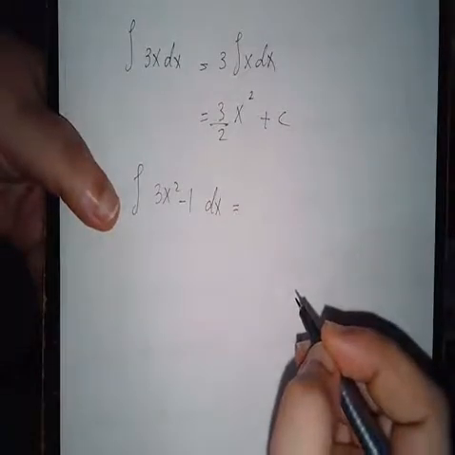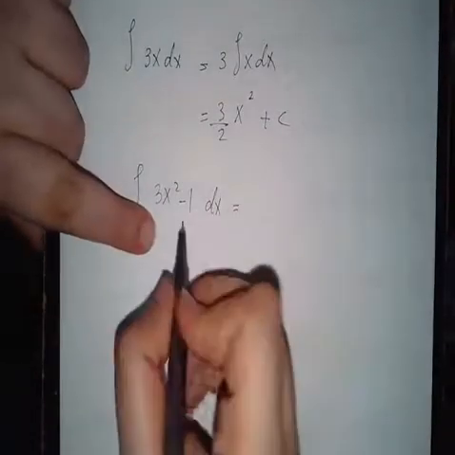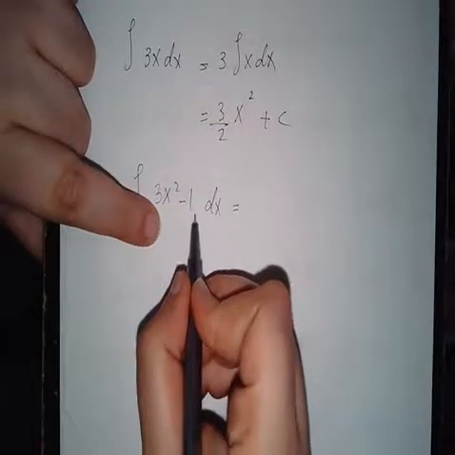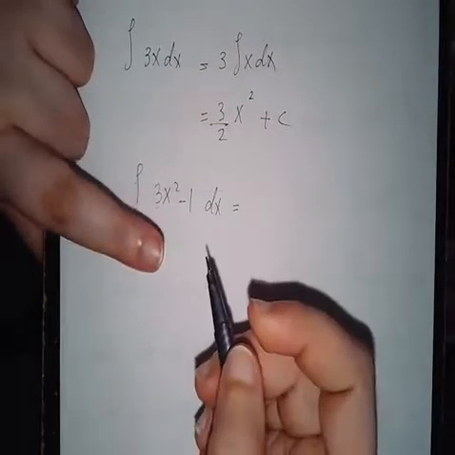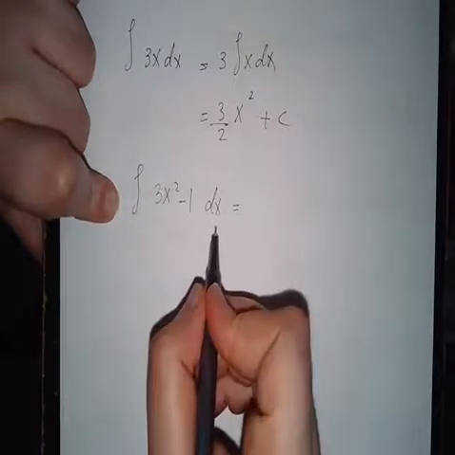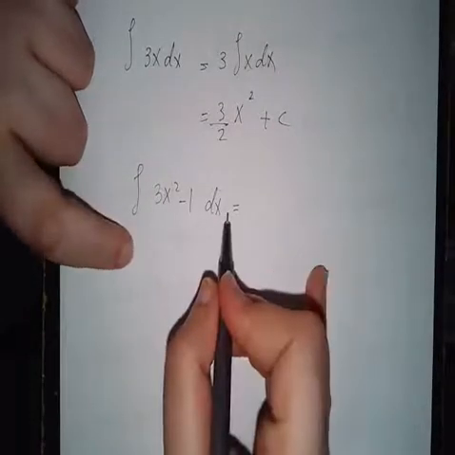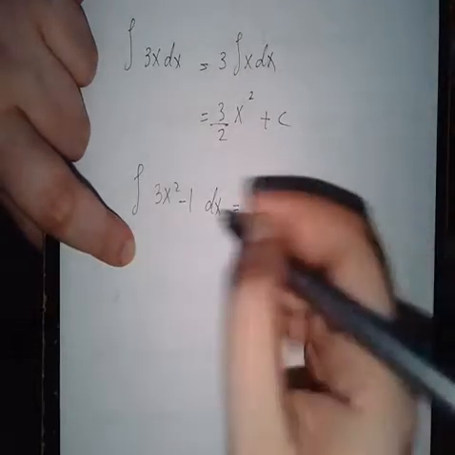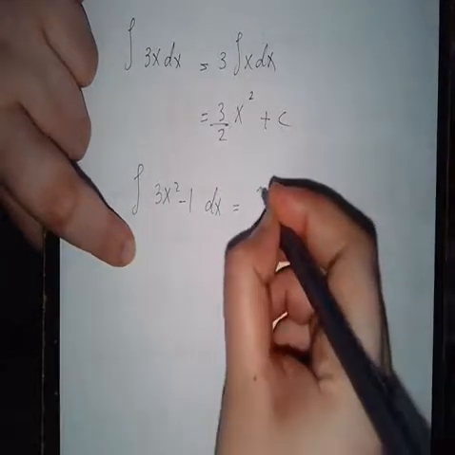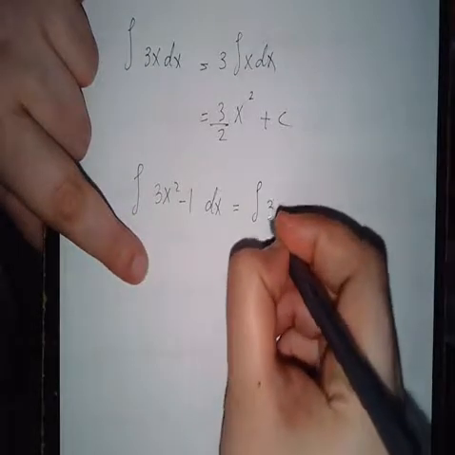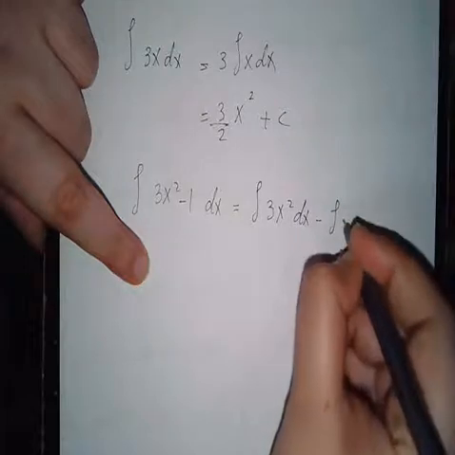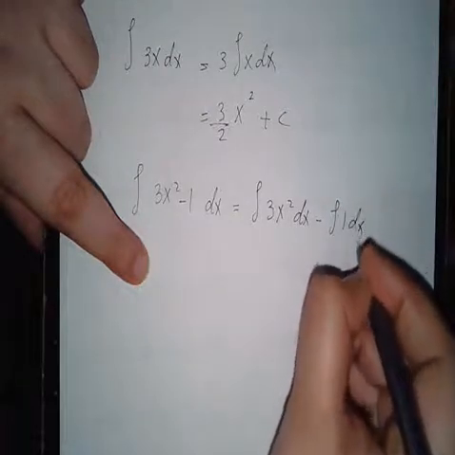Okay. So again, this is basically like one of the rules I showed you, where you have f of x plus or minus g of x. In this case, g of x is just 1. Now, you can integrate right away. You don't have to separate it. But just to use the rule and show you guys what it looks like, I'm going to do that. So we have the integral of 3x squared dx minus the integral of 1 dx.